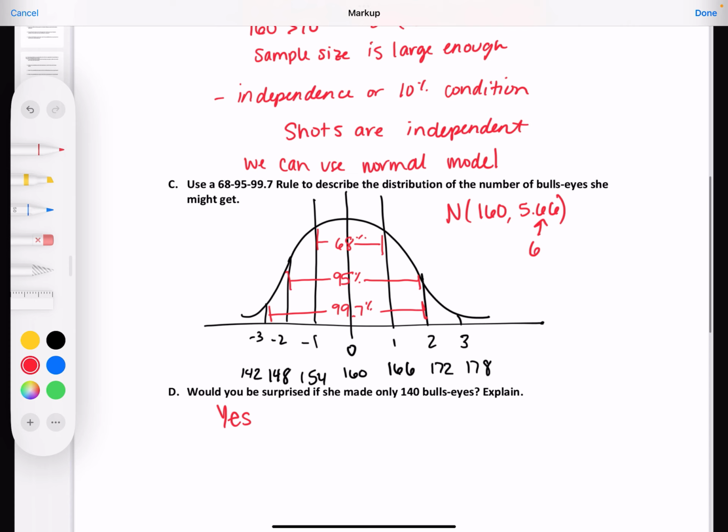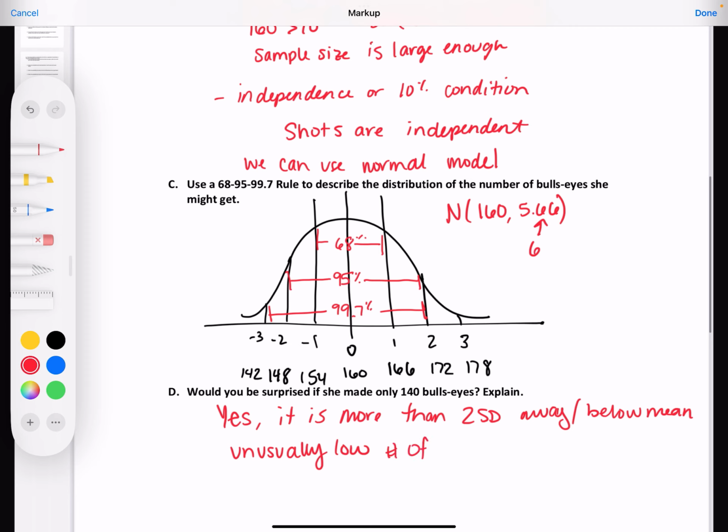So basically, since it is more than 2 standard deviations below the mean, that would be an unusually low number of bullseyes. And it would be the same thing if she scored anything over 172 bullseyes; we would consider that unusual. But certainly past 3 standard deviations away in either direction is very unusual.